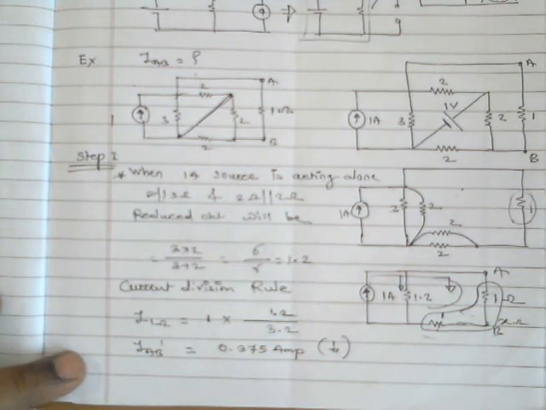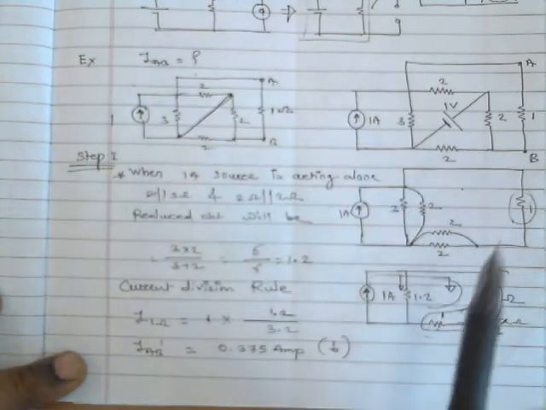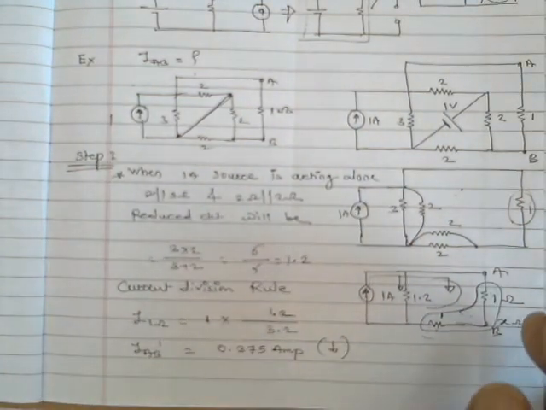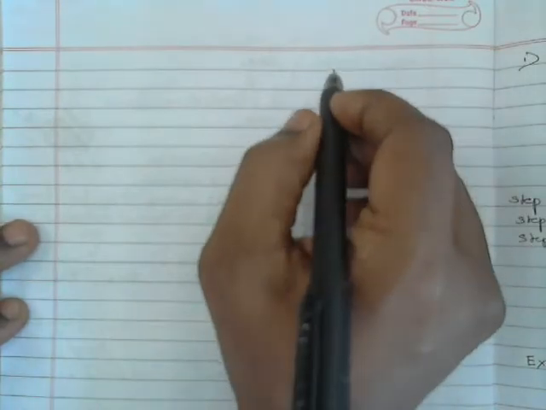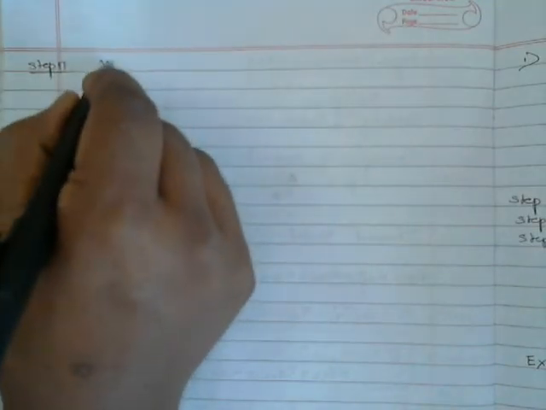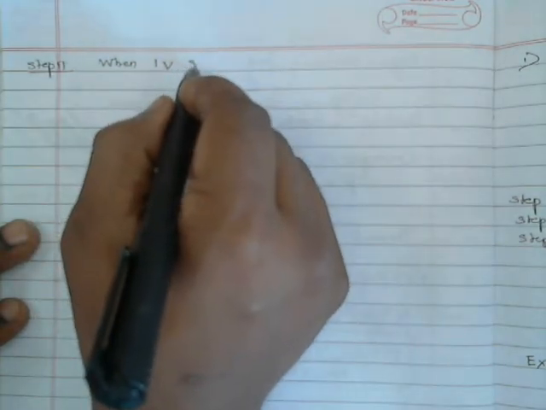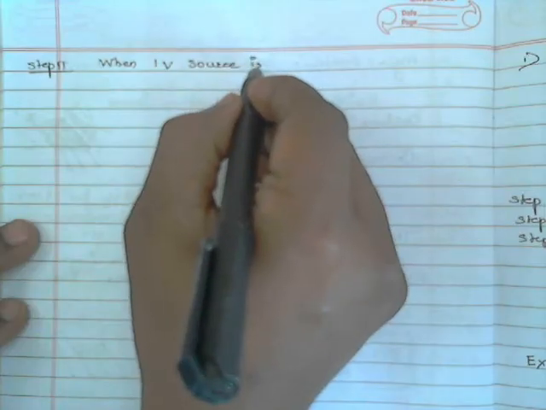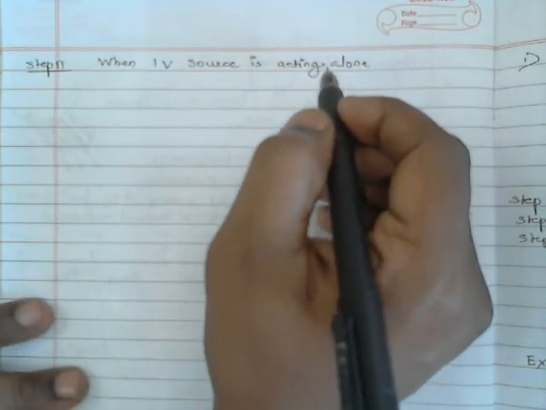Now step 2. Step 2 is what? To find the current by using this voltage source only. We have to replace the current source. So what will be the new circuit? The new circuit will be like this. See, I can write here step 2. When the 1 volt source is acting alone, right? So what will happen with the current source?